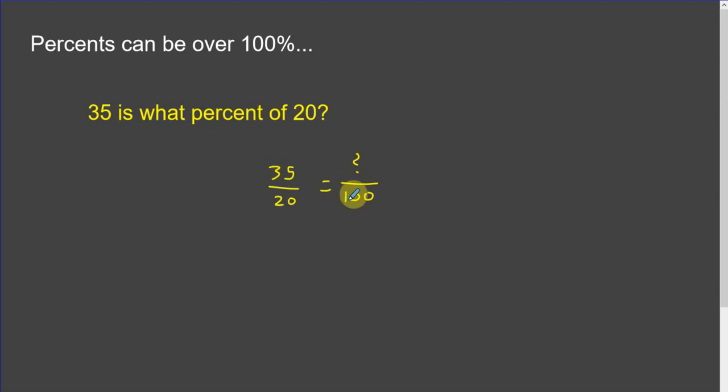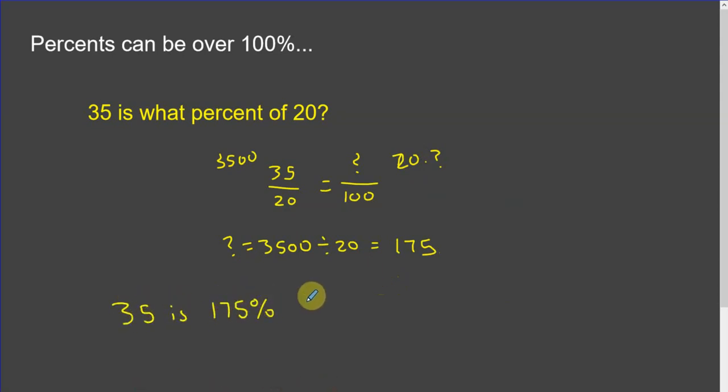Let's see. 35 times 100, 3,500. 20 times unknown. And so the answer will be 3,500 divided by 20, which is 175. And so 35 is actually 175% of 20, and that is the correct answer. So yeah, when your number is bigger than your out of number, then its corresponding percent will be bigger than 100, and that's fine. Okay, so we've made that point.